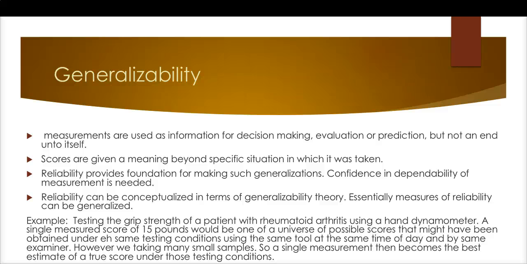And the example that I provide is testing the grip strength of a patient with RA using a hand dynamometer. If you have a single measured score of 15 pounds, this could be one of a universe of possible scores, if you're obtaining this under the same testing conditions, using the same tool at the same time of the day and by the same examiner. But we're taking this in small samples, so each sample is a single measurement that becomes the best estimate of a true score under those conditions.